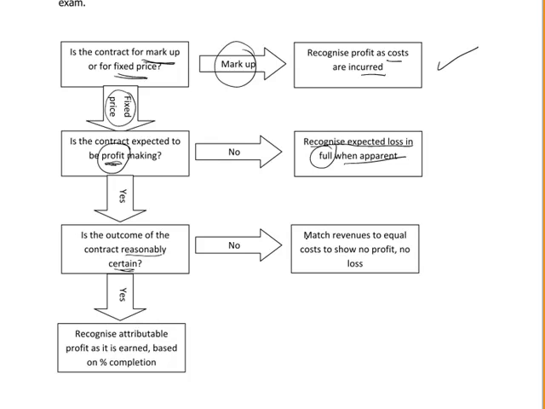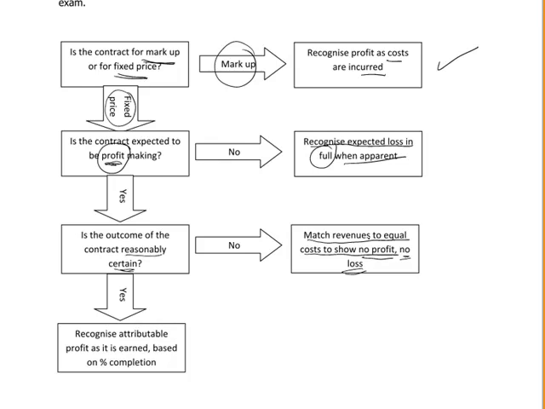Well, all you're doing, given the high level of uncertainty, and we have to be prudent, is to match revenues to equal cost to show no profit or no loss. So all you're saying is, okay, I have incurred cost to date of X. I'm going to record revenues exactly at that level so that the net effect of the two will be nil in the bottom line, in the statement of comprehensive income.